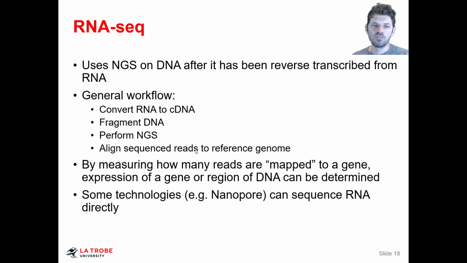If you have more sequences that map to particular parts of the genome, then it means that those parts of the genome are more expressed. These could be genes, or they could be highly expressed non-protein coding regions like tRNAs or something like that. Some technologies, basically the nanopore, can actually sequence RNA directly as well. RNAs can be fed through the nanopore, and it will give you reliable sequence data from that.